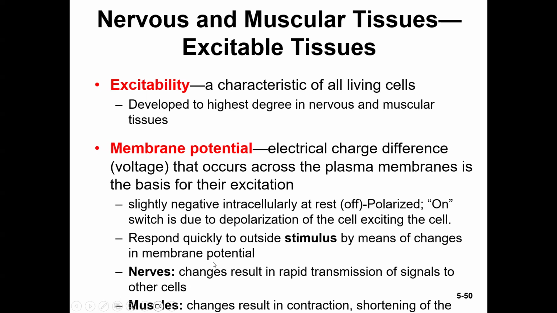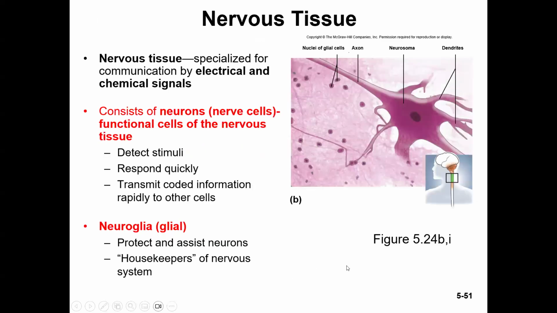This allows us to respond quickly to stimulus, whether outside or inside, by causing changes in the membrane potential. Nerves and muscle cells undergo this kind of excitability. Nerves do this so they can transmit action potentials to other cells. Once muscles are excited, they're going to shorten and contract.